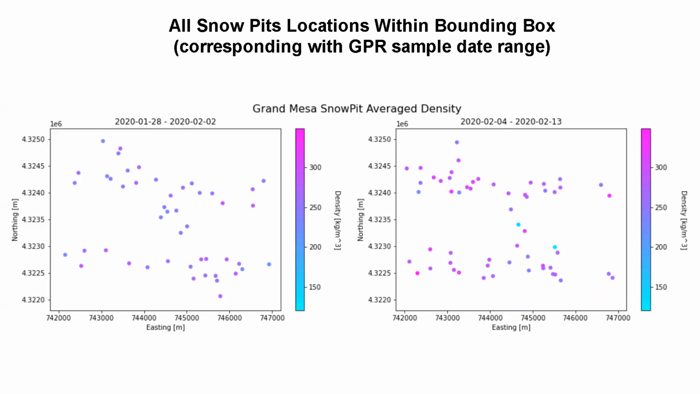Again, just making sure we're able to query the database properly and pull all the data that we want. These are 2 plots from the 2 different dates that we're looking at of the snow pit average density. So actually pulling that data, averaging it, and then we'll be using this in our future processing steps. And just using a lot of the plotting tools that we had been given.